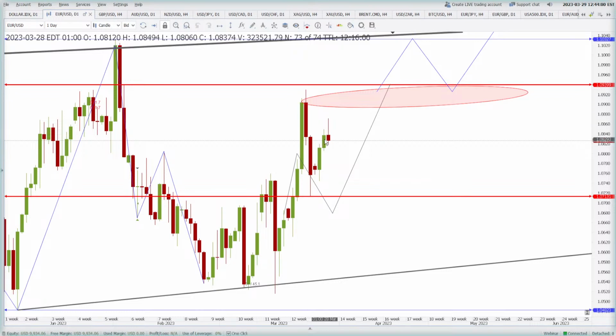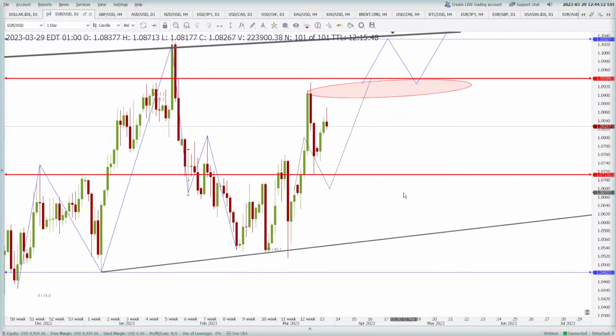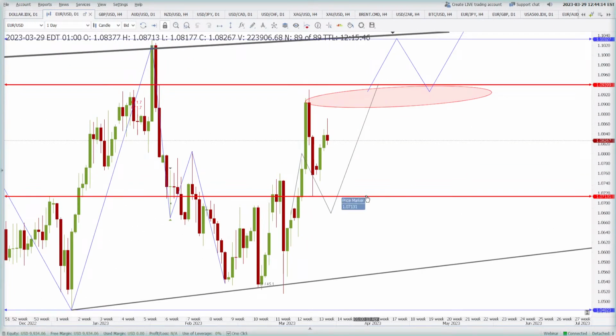But we are expecting a lot of resistance at the 1.0939 area. Okay. There's no new setup in the euro, so we can skip this for analysis, but you can keep these two levels on your chart, that is 1.0713 and 1.0939, or the 1.0940 area actually.